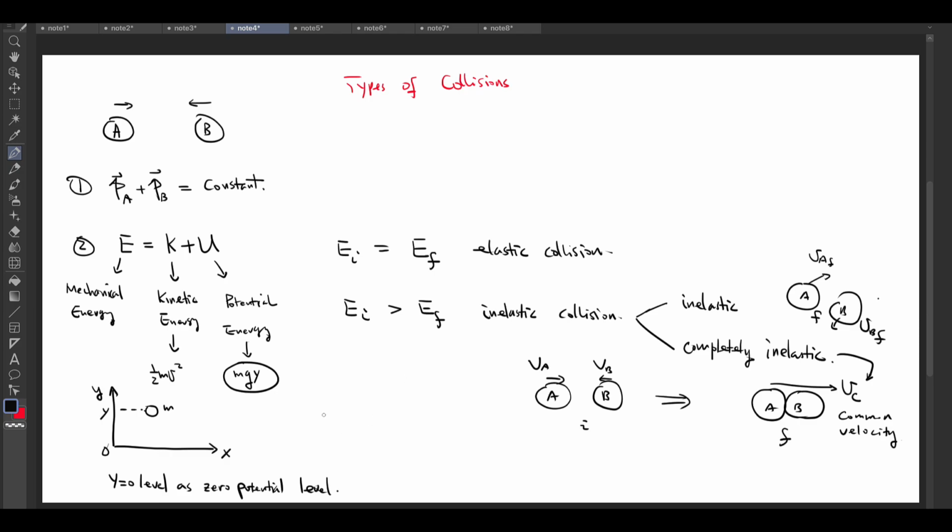Now, there's another category of the collision process. In that process, the initial energy is less than the final energy. So the mechanical energy of the system increases during the collision process. This process is also called an explosion. So what kind of process gives us this? Let's say originally A and B are together. They move with some common velocity. And then later on they explode.